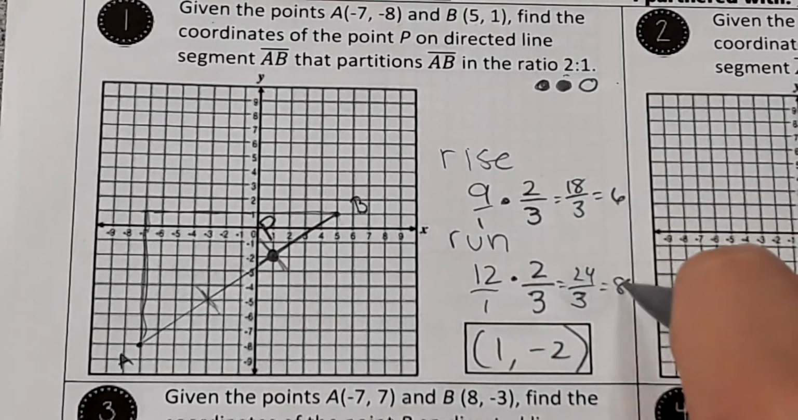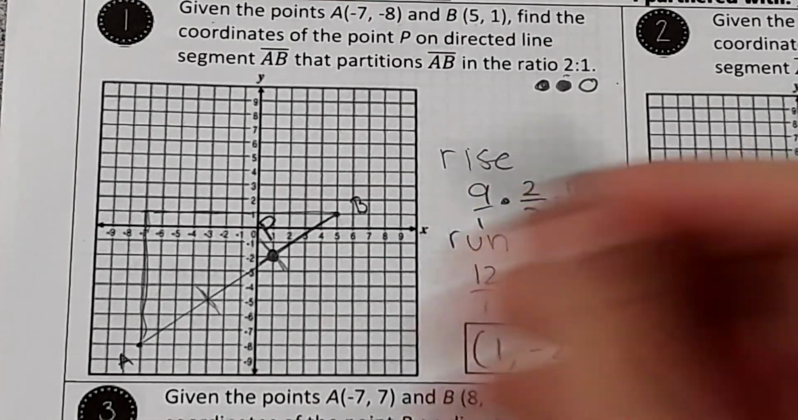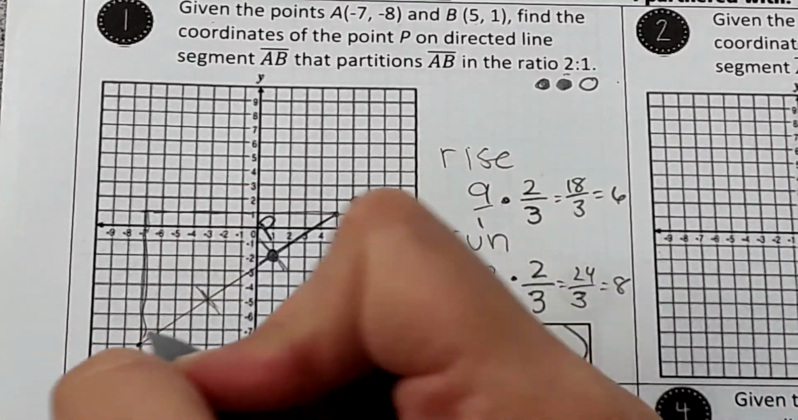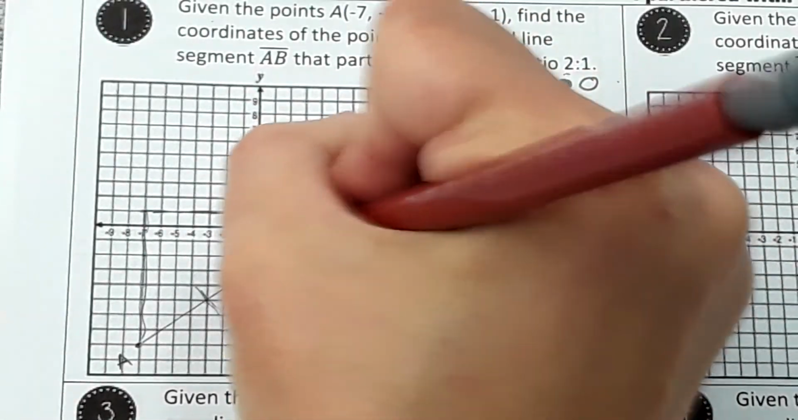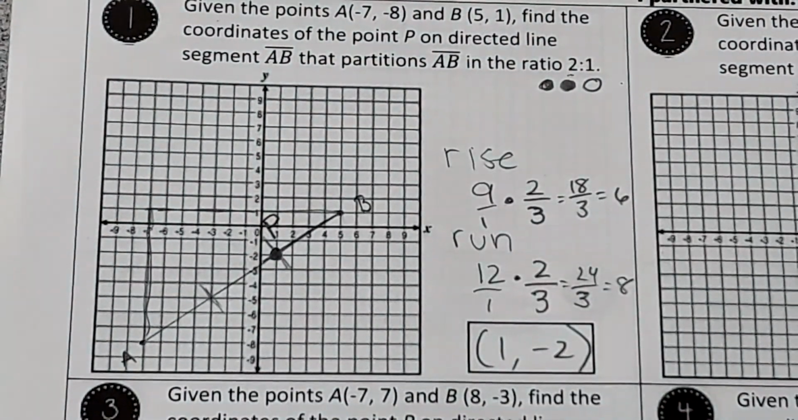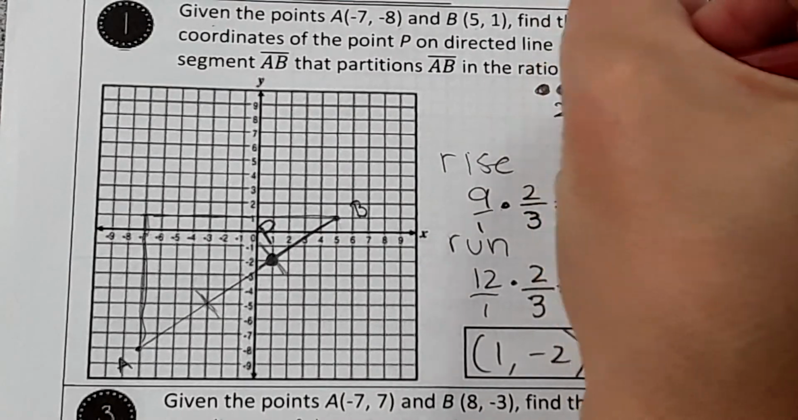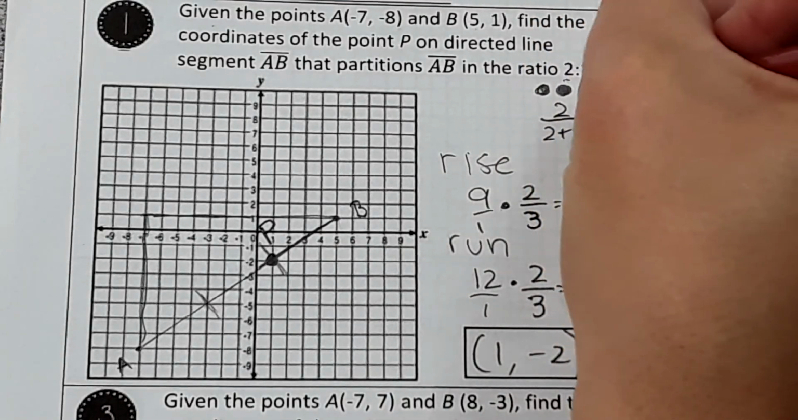What do we do with the 6 and 8? Well, that's your rise and run. So from A, you would count up 6. So from -8 up 6 over 8, and it lands at that dot, 1, -2. Where did I get the 2/3? It's 2 over 2 plus 1 equals 2/3.